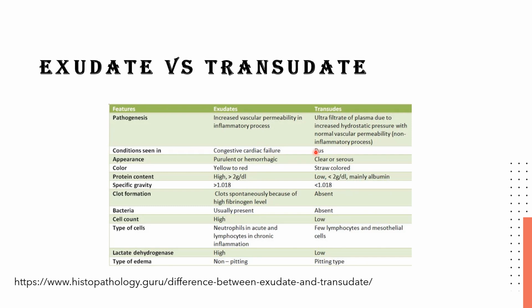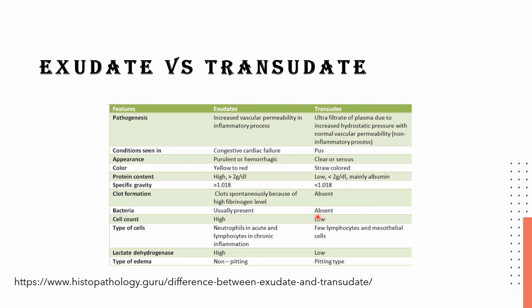Since exudate contains plasma as well as proteins, the appearance will be purulent or hemorrhagic with a yellow to red color. Whereas since there is only ultrafiltrate of plasma like you have seen here in transudate, the color will be straw colored and the appearance will be clear or serous. The protein content is obviously high in exudate and it is low in a transudate, and even if it's there, there is mainly albumin. The specific gravity is more in an exudate and less in a transudate.